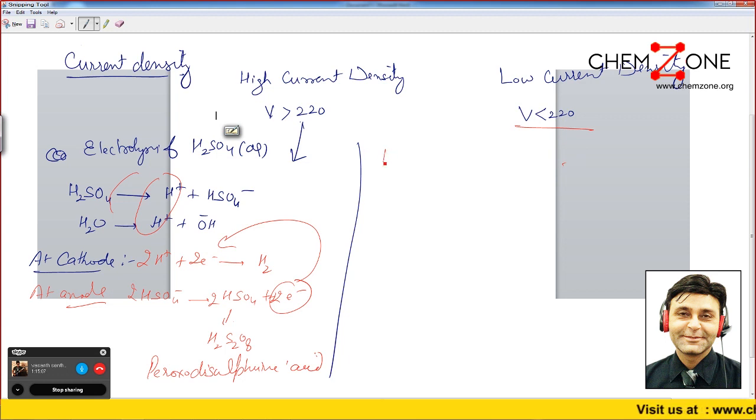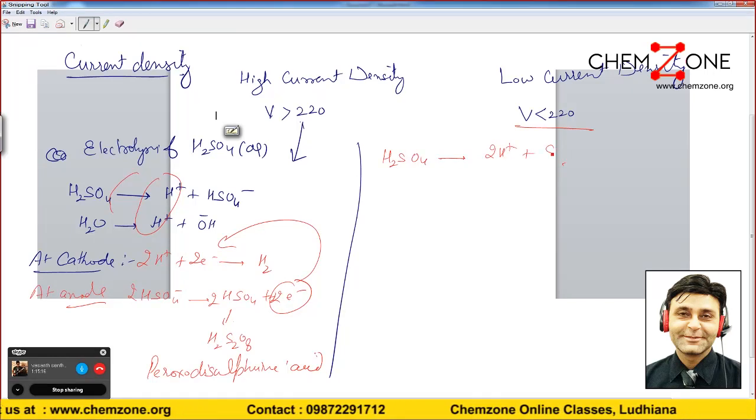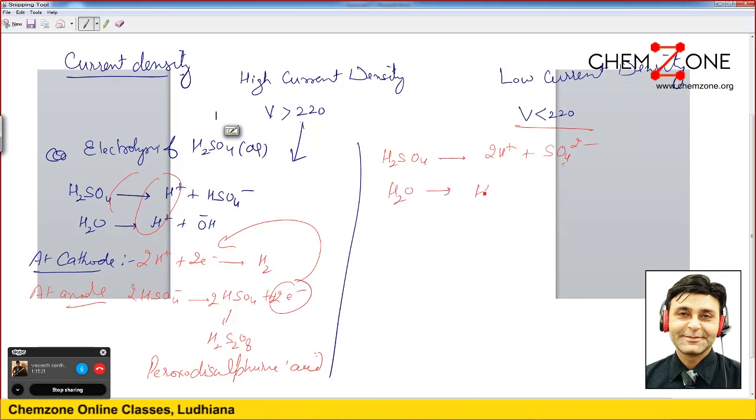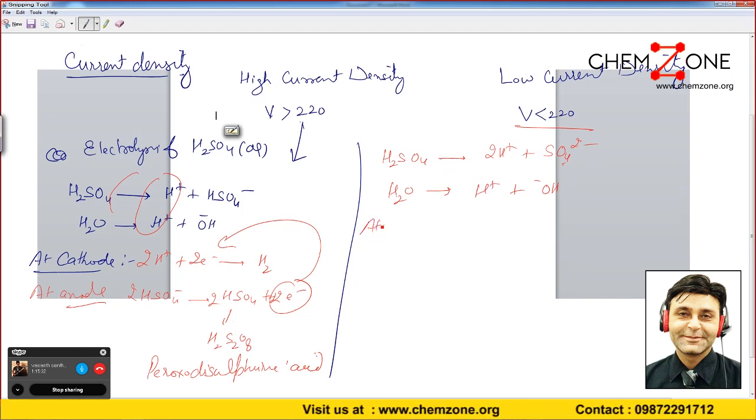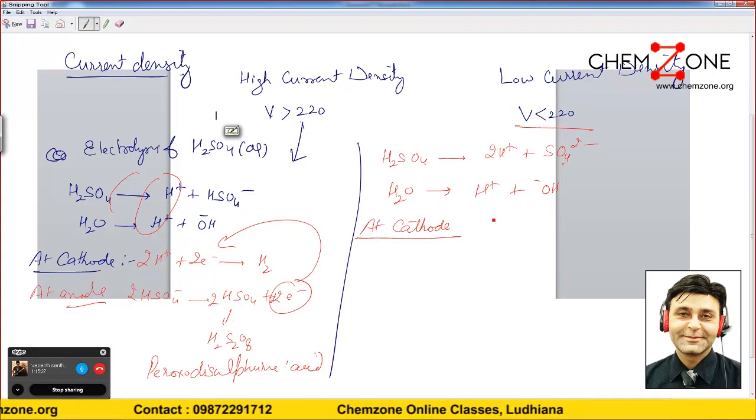At low current density, this sulfuric acid dissociates to give 2H positive plus sulphate ion, and water dissociates to give H positive plus OH negative ion. Now, at cathode, there is no competition, both are giving the H positive ion. So they will give you 2H atoms, and finally they will give the H2 gas. Are you getting it?